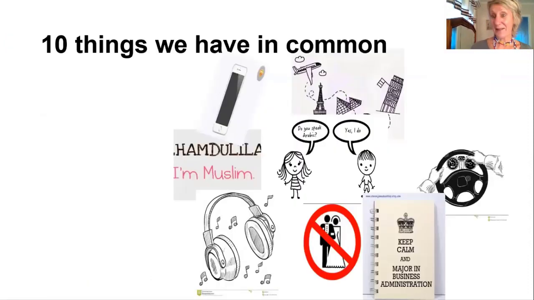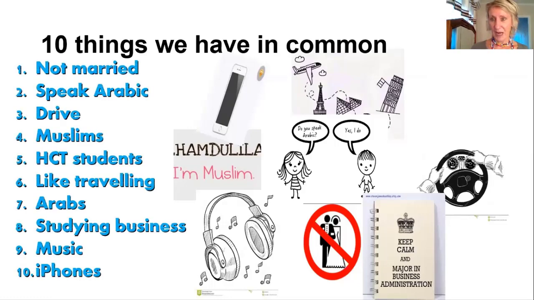Right, and these are the 10 things we had in common. This was when I did this before I came back from the UAE, and they went around and they got these 10 things and they put it together on a slide. Number 1, they all spoke Arabic. They were married. They could drive. They were Muslims. They were HT students. They liked traveling. They were Arabs. They were all studying business. They loved music, and they all had iPhones. Okay, so there you go, and they visually depicted all of those.